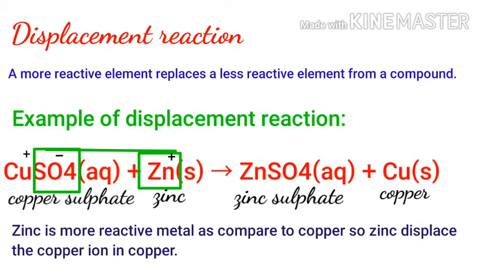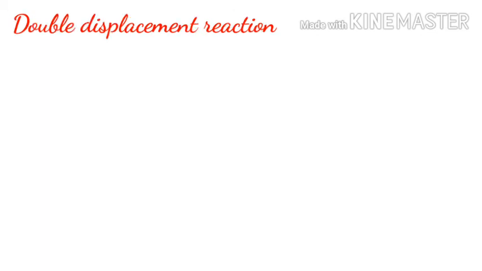So always remember, the more reactive part always replaces the less reactive part. So Cu is the less reactive part, whereas Zn was the more reactive part. So it is replacing the copper with the zinc in the sulfate portion. Next, the type of reaction we will learn is double displacement reaction.